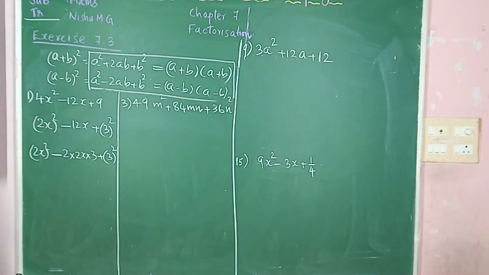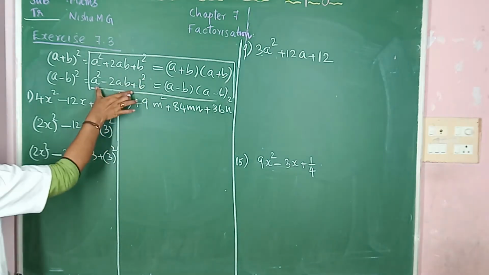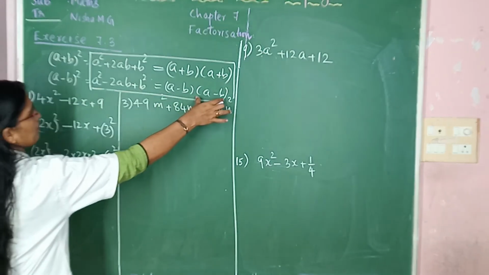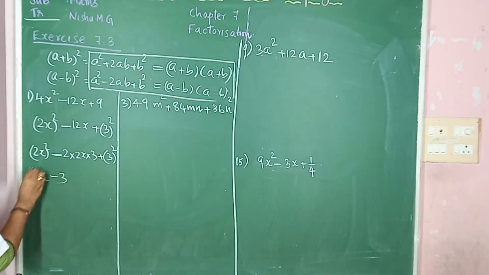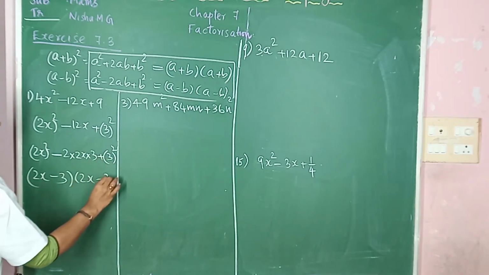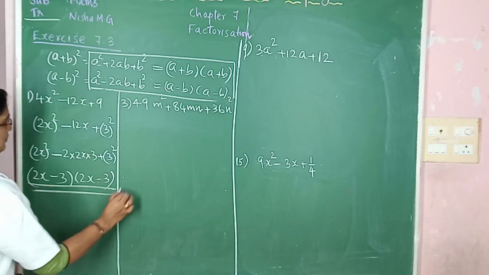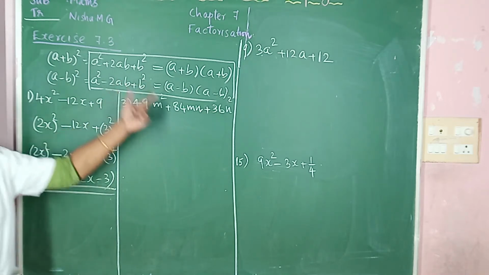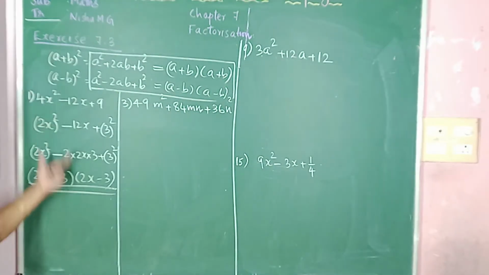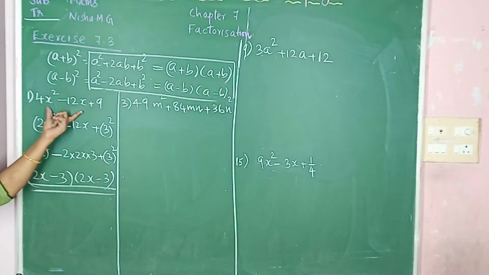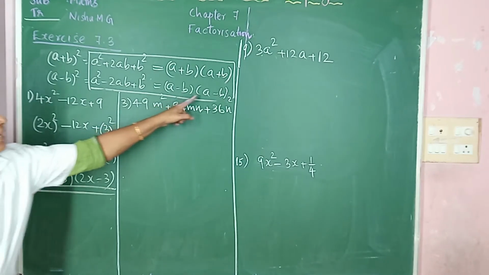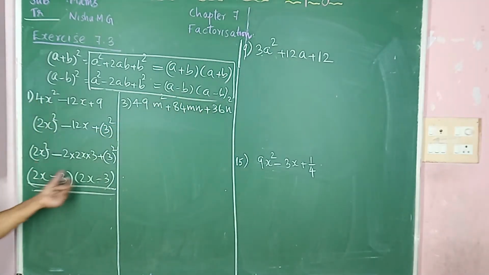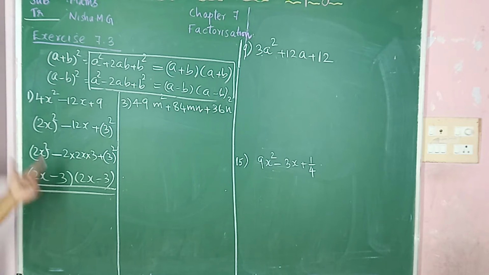Now factorize. We know the factors of a square minus 2ab plus b square are (a minus b) into (a minus b). Here what is a? 2x. What is b? 3. So (2x minus 3) into (2x minus 3) are the factors of the given expression. Is it clear, children? Here a is equal to 2x and b is 3. I hope it is clear for you.